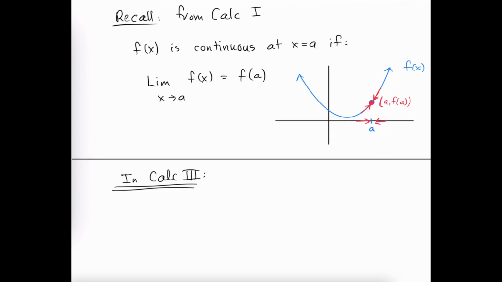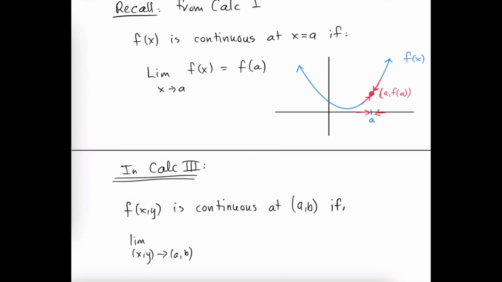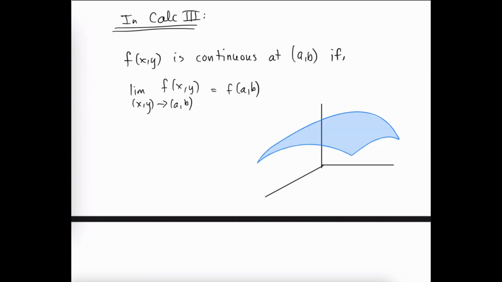In Calculus 3, we'll say that a surface function is continuous at a domain element if the limit as our domain element approaches (a, b) of that surface function is the same as the function evaluated at (a, b). Which basically means if we look at a 3D concept drawing that as I approach a domain element in the two-dimensional domain, the limit of the function is going to approach the function value itself.